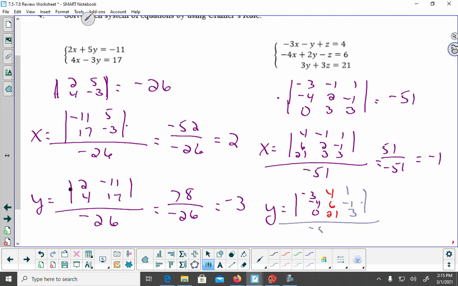And I'm still dividing by that negative 51. When I do this, I get negative 153 over negative 51, and that ends up being 3.